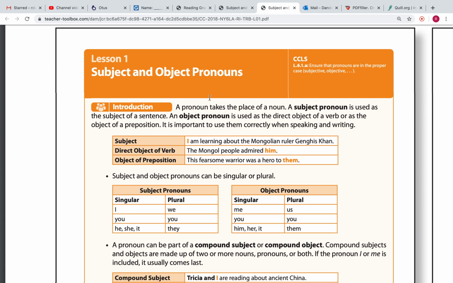This is still from the Ready workbook. It's still test prep related. A lot of what we've been doing, or pretty much all of what we've been doing, has been content related, but we're going to switch it up.